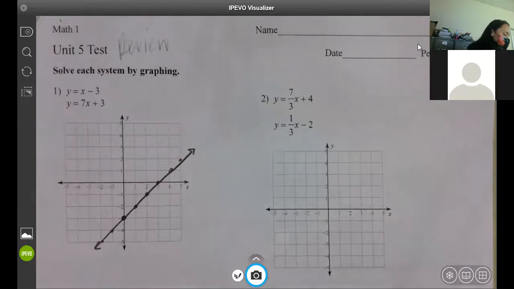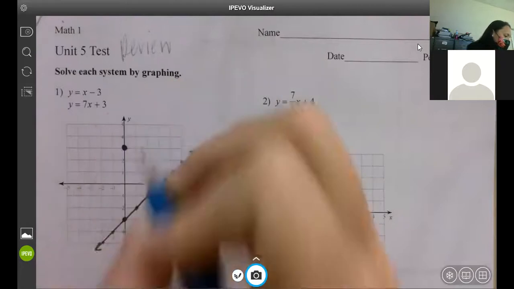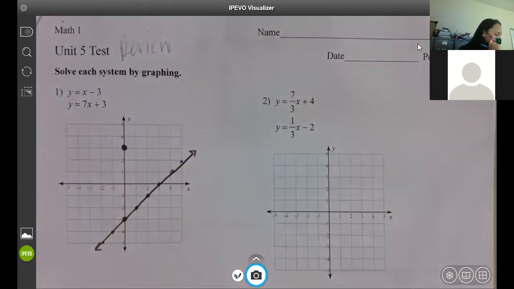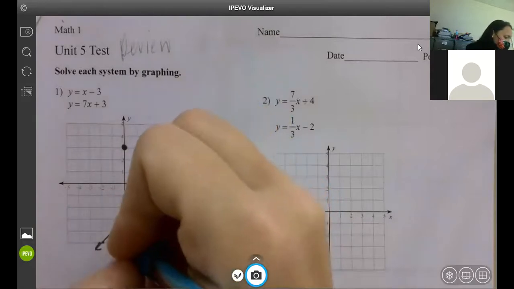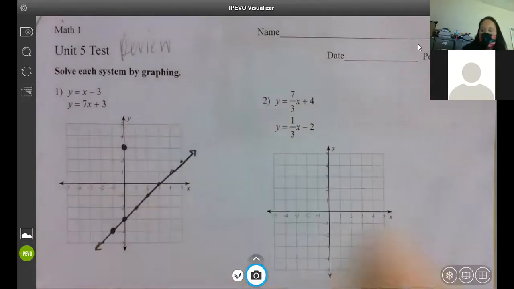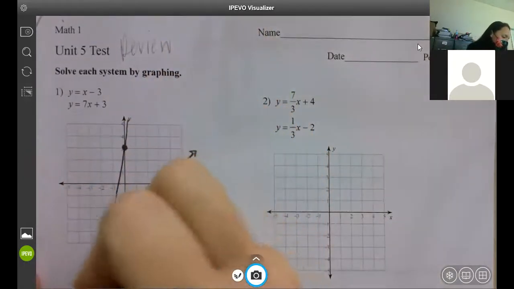Where does the second one start? +3. Down 7. 1, 2, 3, 4, 5, 6, 7, and over 1. So right there. That intersection is where your solution is.